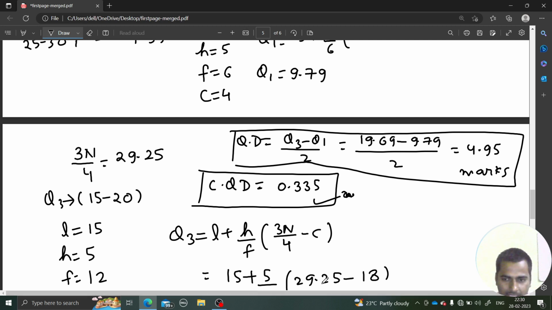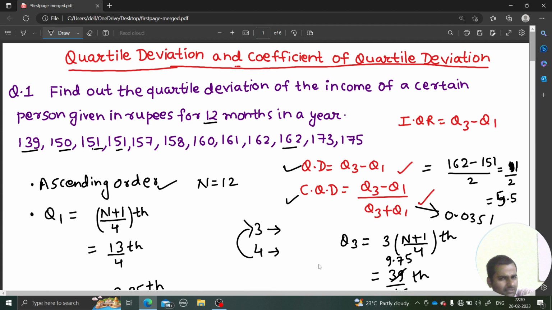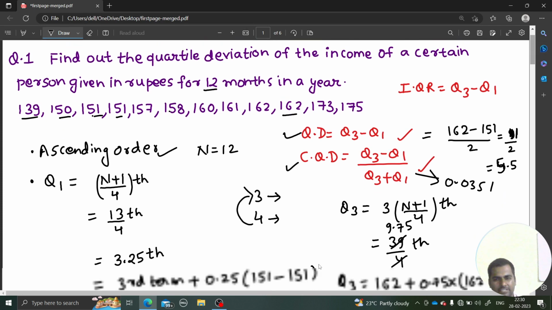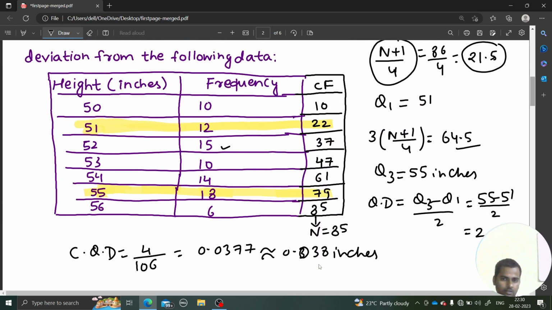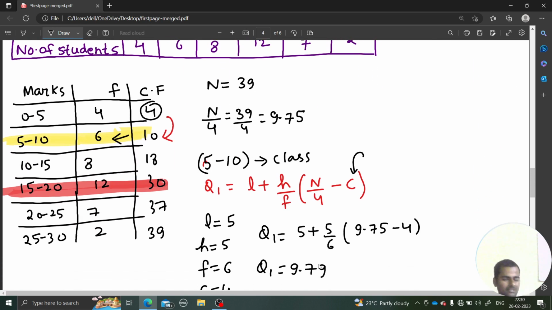So now as we saw, for all three types of data set, the first type was a simple one: just arrange in ascending order and then find Q1 and Q3, and you can find the quartile deviation and coefficient of quartile deviation. Second, you need to find the cumulative frequency, then n, then again n plus 1 by 4 and n by 4 and the corresponding values. That was again simple, and here we need to think a bit because there are values like L, h by f, n by 4 minus C.